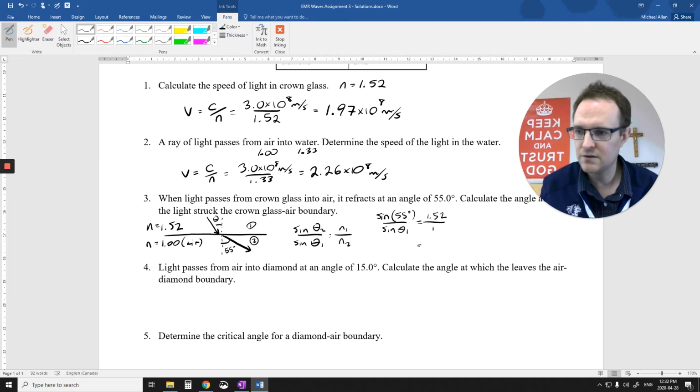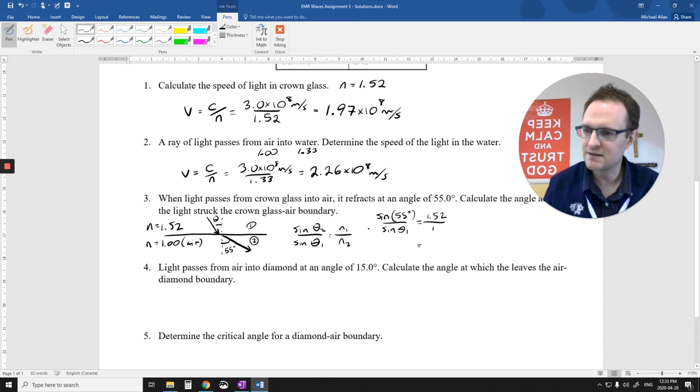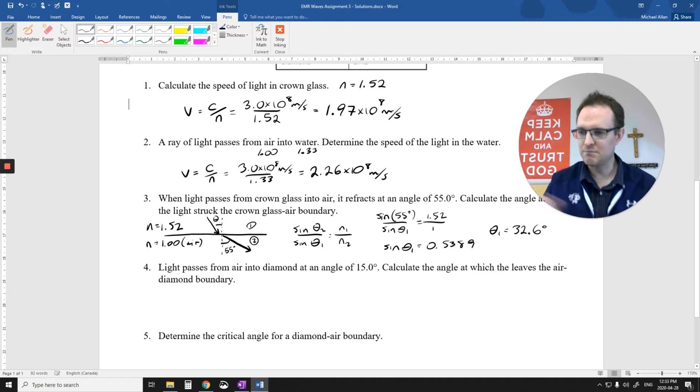Okay, so let's go through. So we're going to cross multiply. So we're going to go sine 55, make sure my calculator is in the right mode here. Times 1, divide by 1.52. Take the sine inverse. We get 32.6. So after my cross multiply part, I'm just going to write the extra step in there. And then for the sine inverse, I get 32.6 degrees. So it did bend outwards.